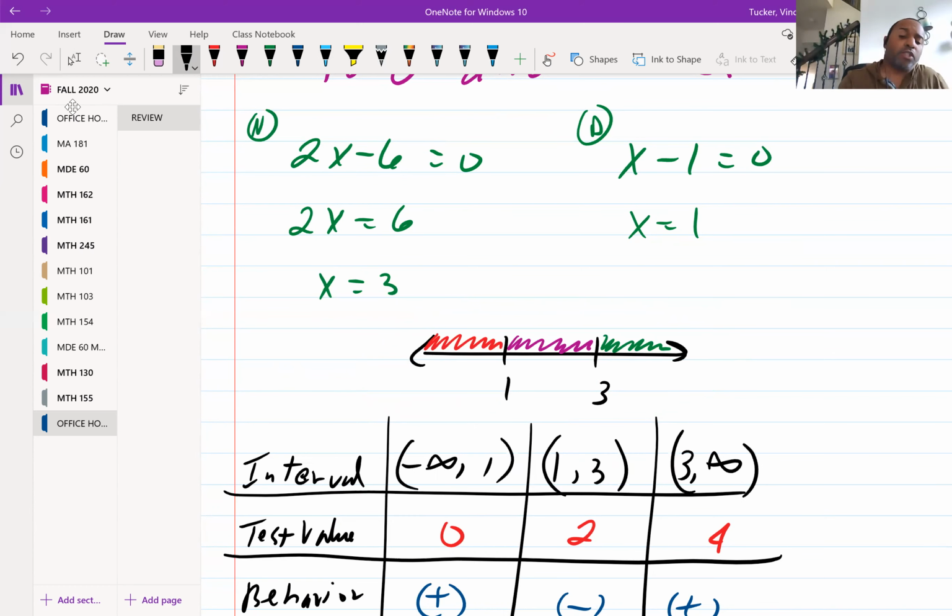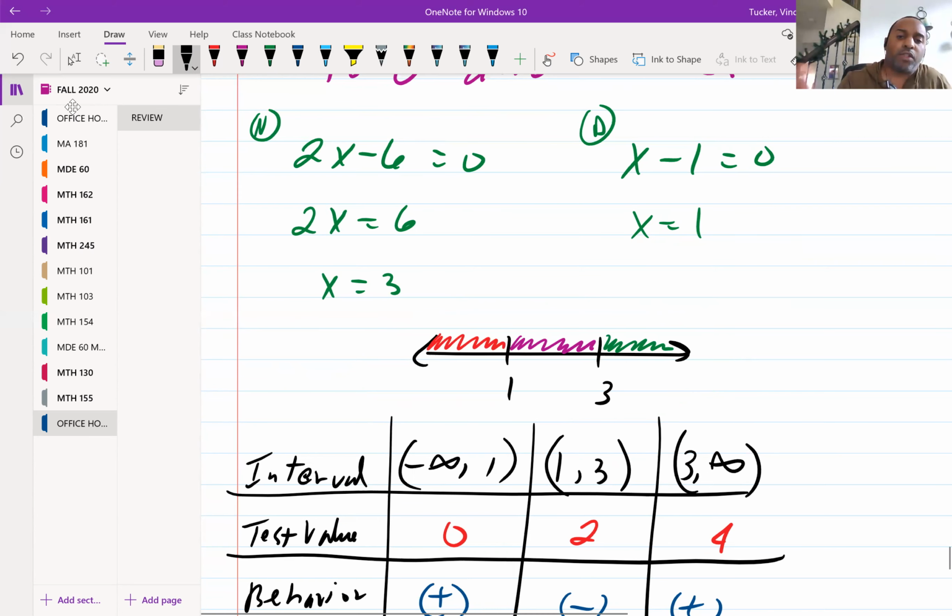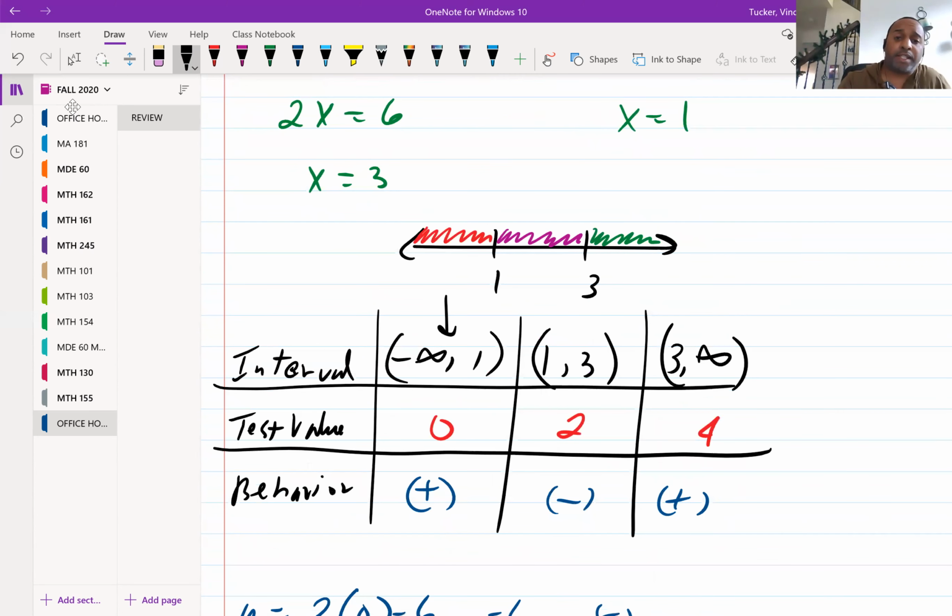All right. So then you pick test values in those intervals. So this first one's anything less than 1. I chose 0. Here, anything in between 1 and 3, I chose 2. Here, anything greater than 3, I chose 4. So what this is doing is it testing the behavior of the graph, letting us know where I would have positive values versus negative values.